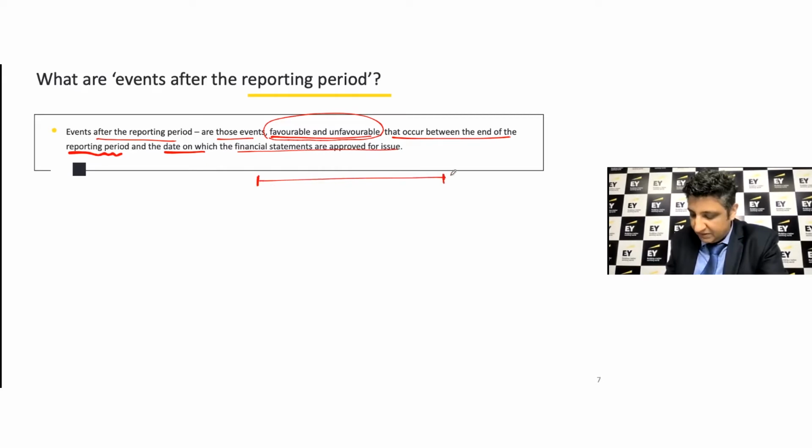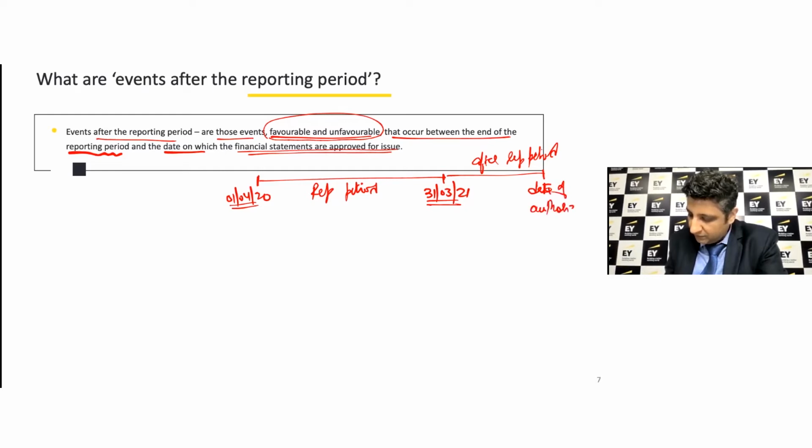Although the example is available in the same section, I'm going to use a basic example. My reporting period begins on 1st of April 20 and ends on 31st of March 21. That's my reporting period. Something is happening after the reporting period, but importantly, something that is happening up to the date of authorization, which is the date when my financial statements are getting authorized. There could be a date further also. So let's take 31st of May 21, and let's take 30th of June 21. This particular timeline, or the period within it, is the relevant period for us.